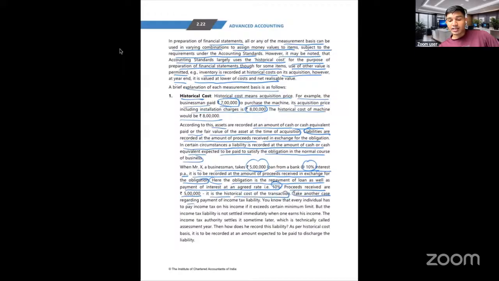Let us take another case regarding the payment of income tax liability. You know that every individual has to pay income tax on his income if it exceeds a certain minimum limit. But the income tax liability is not settled immediately when one earns his income. The income tax authority settles it sometime later, which is technically called the assessment year. Then how does he record this liability? As per the historical cost basis, it is to be recorded at the amount expected to be paid to discharge the liability.